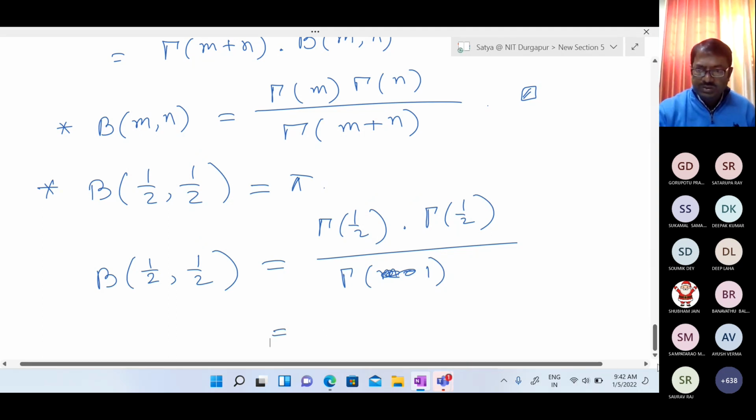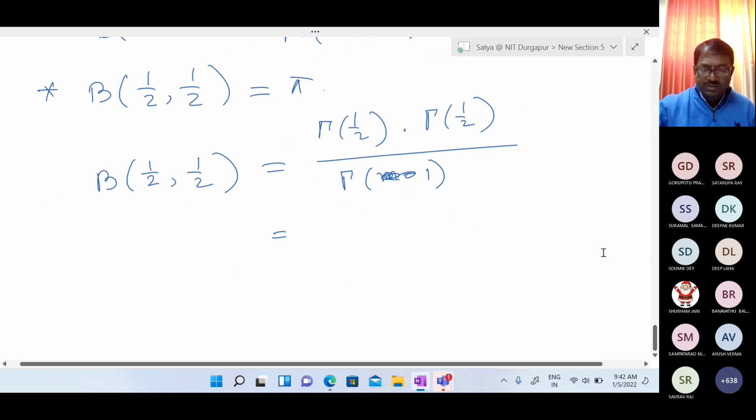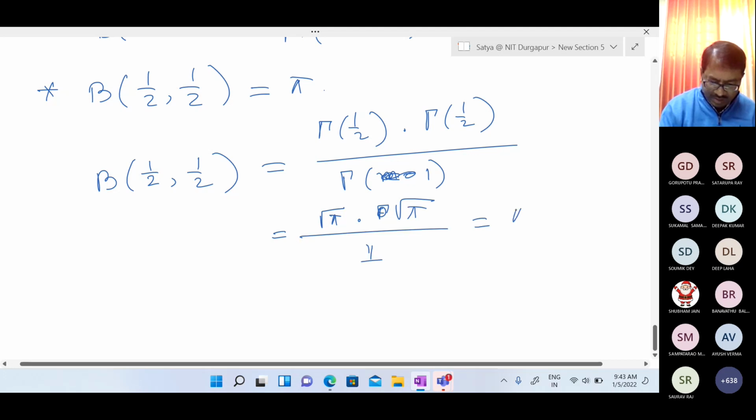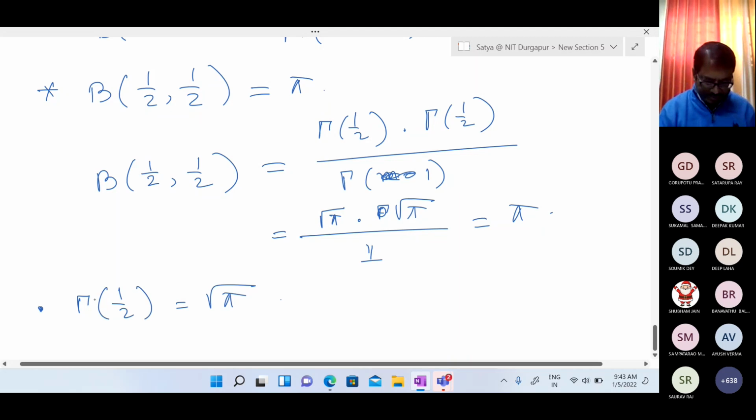To prove this, we need some other property also. Anyway, up to this one we are getting gamma 1 equal to 1 and gamma half equal to root pi, which we are going to prove. Just keep in mind gamma half equals root pi, and this gamma half equals root pi, and this is 1. So we are getting pi. Now we have not proved gamma half equals root pi. We need to prove this one. We are going to prove it.